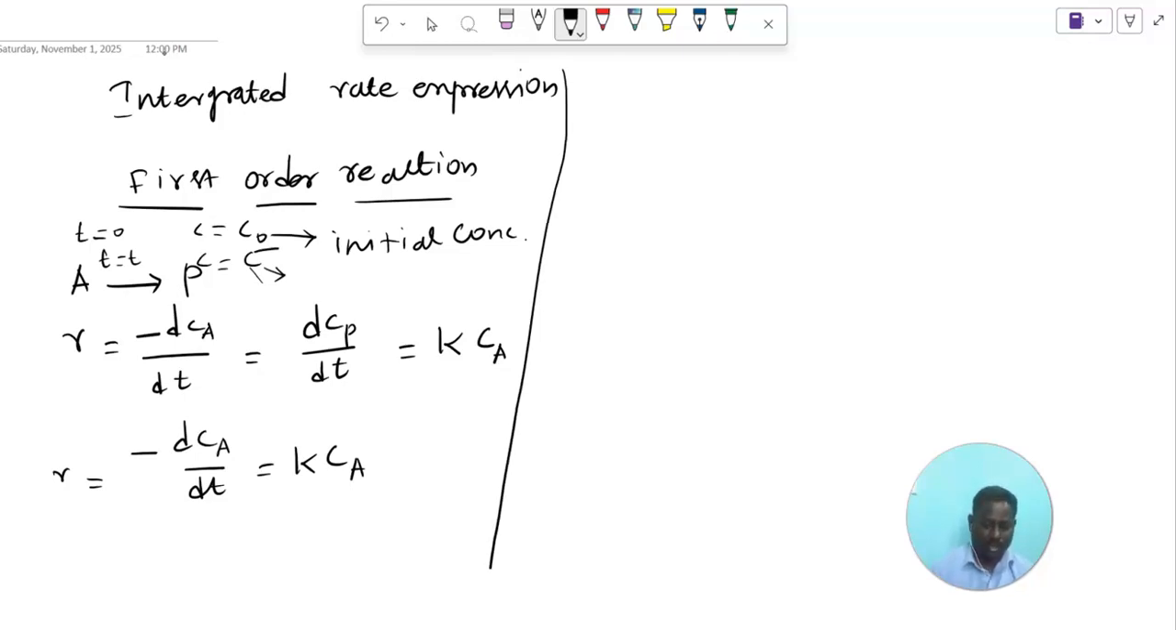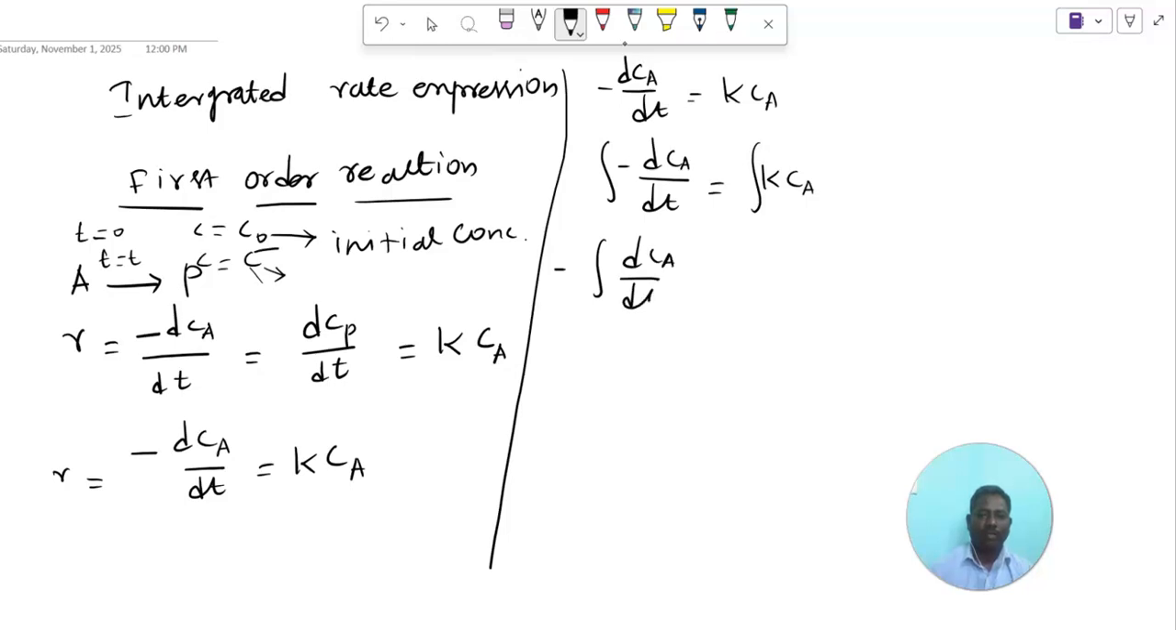So the rate, minus dCA by dt is equal to k CA. So we are going to integrate this. To find the rate constant, we have to integrate. So this is the integrated rate expression to find the rate constant of the reaction for first order. So k CA, we are integrating here. This minus sign you can take out.